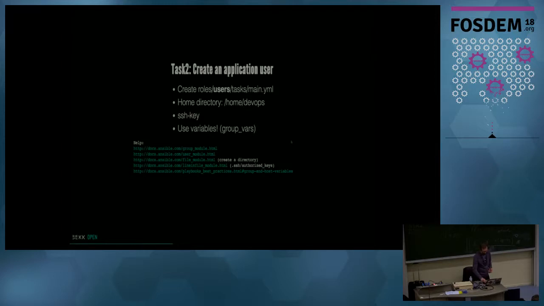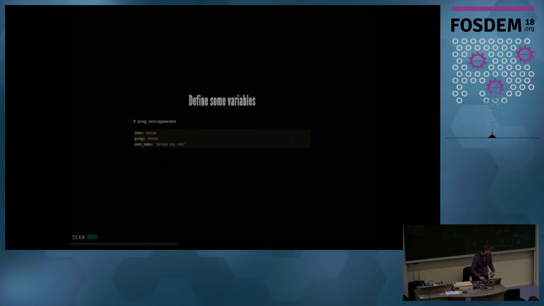And we'll use a little bit of both. So the next task is to create the user. I want it to have a home directory, an SSH key, so we can SSH into the box, and we're going to use group vars. The first thing I do is create a file inside group_vars called app servers, the same name as my group, and then I describe some variables: the name of the user, which group, and a username that I'm going to use as a comment for my user.